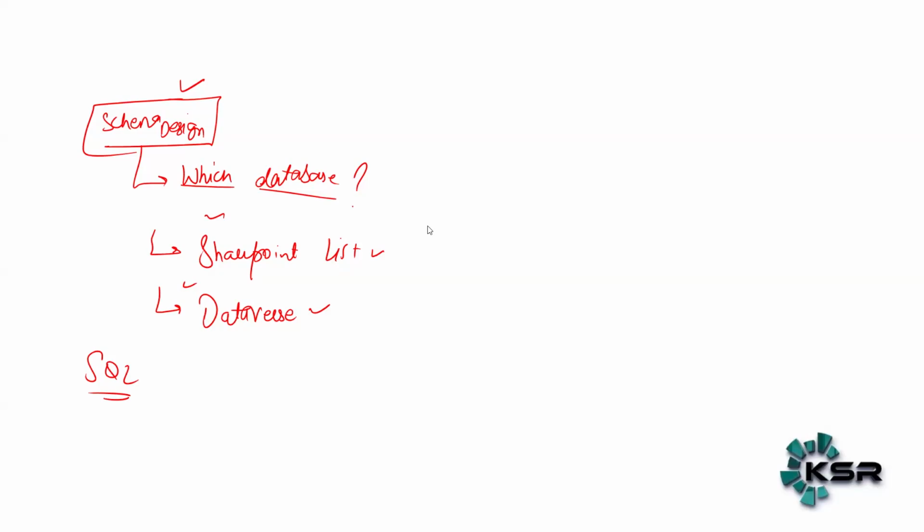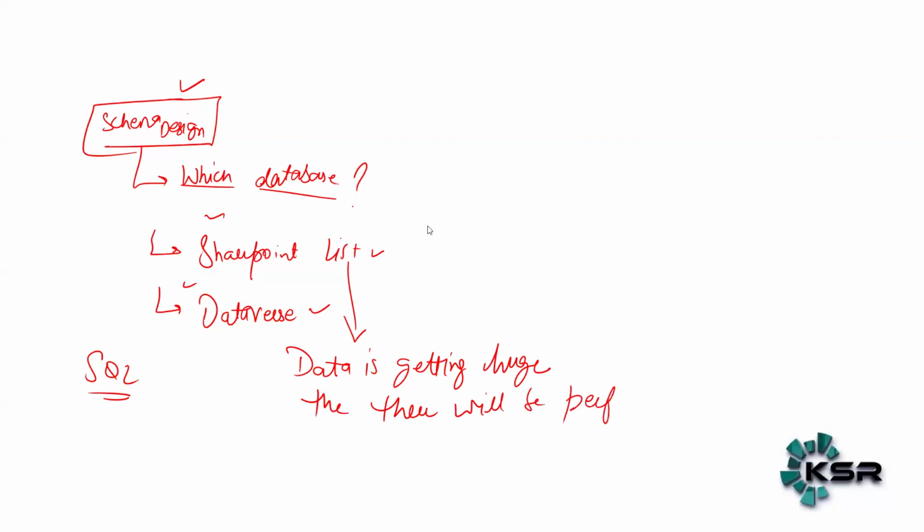SharePoint list. Okay. So, guys, there will be some drawbacks in the SharePoint list. If your data is getting huge, then there will be performance issues. And as you know, it is a list, right? So there will be some limit on the rows in the table. If you're using Dataverse, then you can store 2 billion rows in a table.